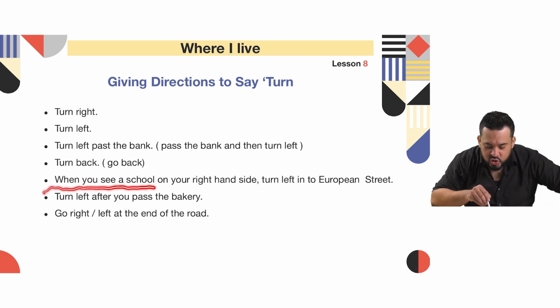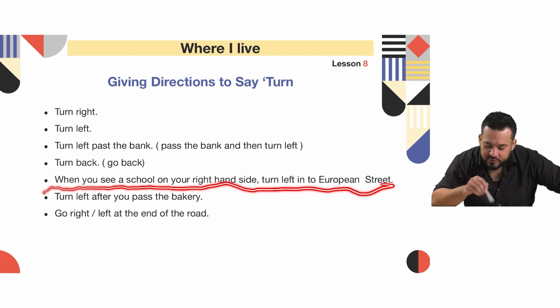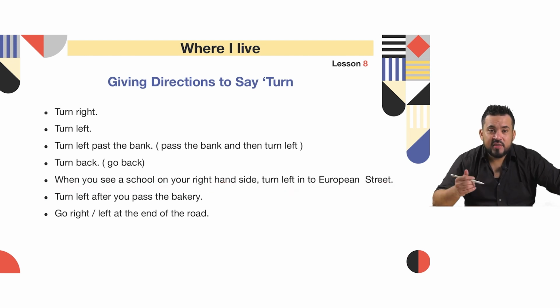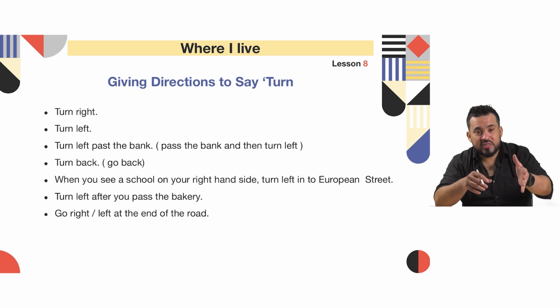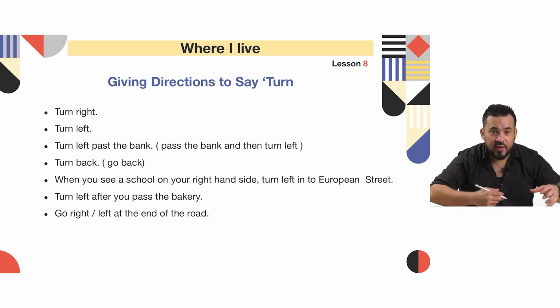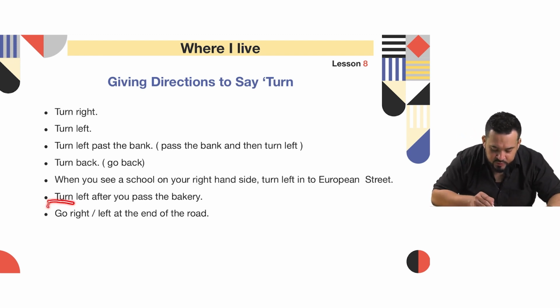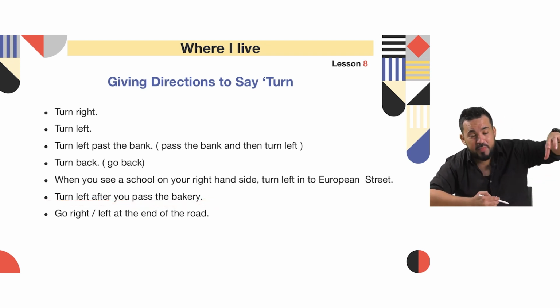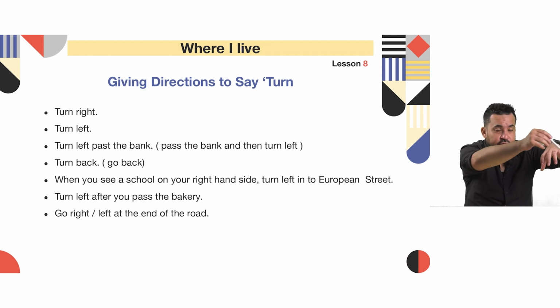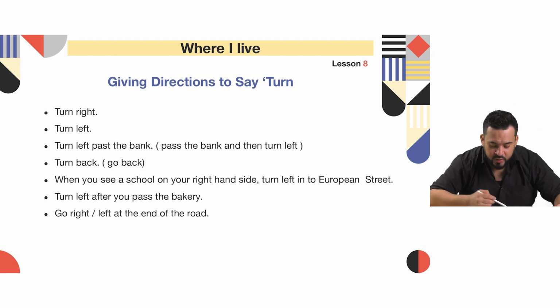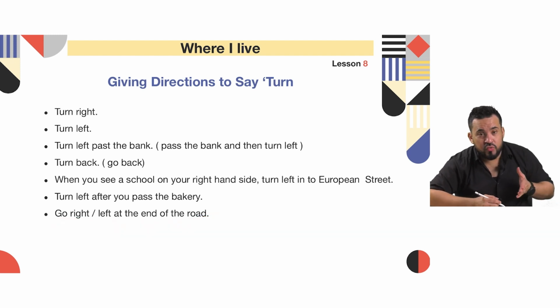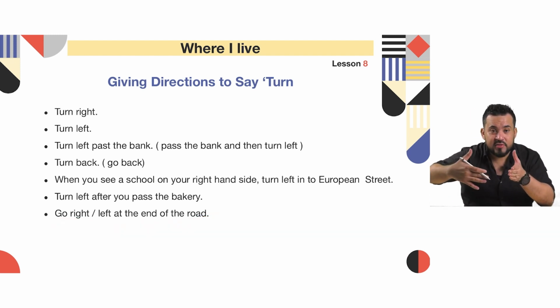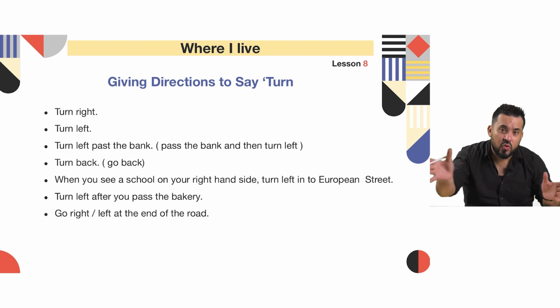When you see a school on your right hand side, turn left. That means you will go straight and you will see a school here and then you will turn left. Turn left after you pass the bakery. Again, same thing. There is a bakery here. You go straight and you turn left after you pass the bakery. Go right or left at the end of the road. So you continue until the road ends and then you either make a left turn or a right turn.